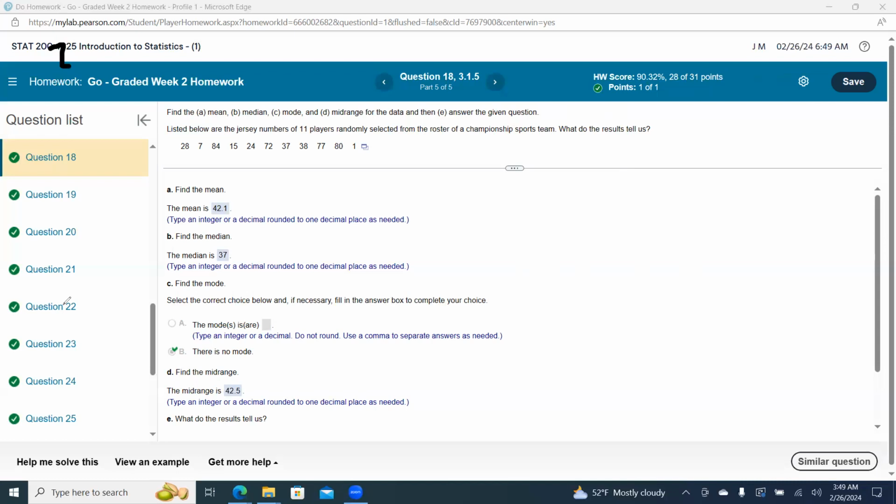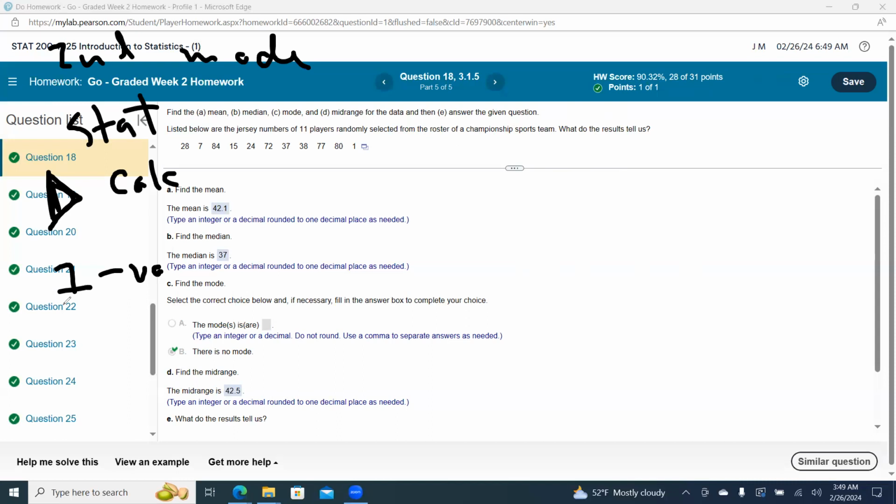Then second mode is quit. Second mode, what that actually is, quit. And then we do stat again, the stat button. We scroll over to the right. That's a right arrow, just one, to calc. And then we have to have one var stat. That's our thing, one var stat.